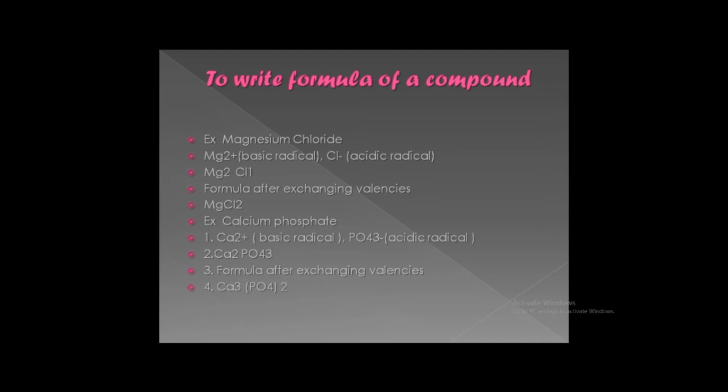Second example, calcium phosphate. Basic radical, write first, Ca2 plus. Acidic radical, PO4 3 negative, right next to it. At the top of calcium, write the valency, that is 2. For phosphate, write the valency at the top, that is 3. Exchange the valencies. Calcium valency will become 3, right at the bottom. Phosphate valency will be 2, right at the bottom. The formula will be Ca3(PO4)2.